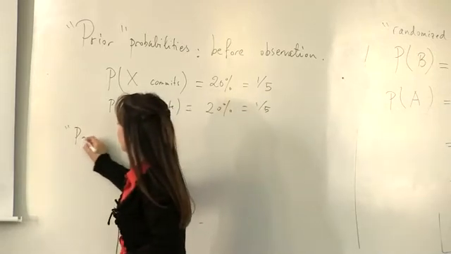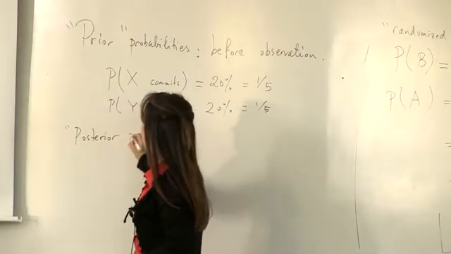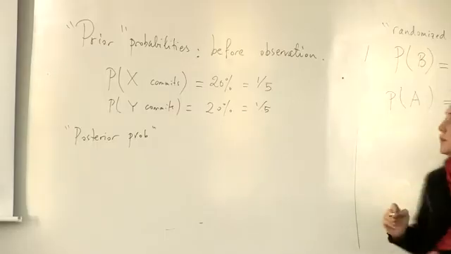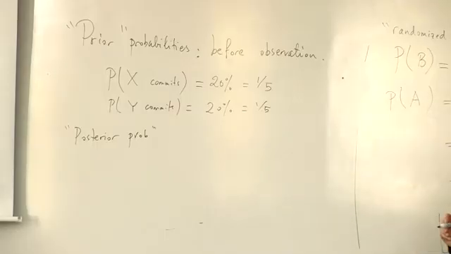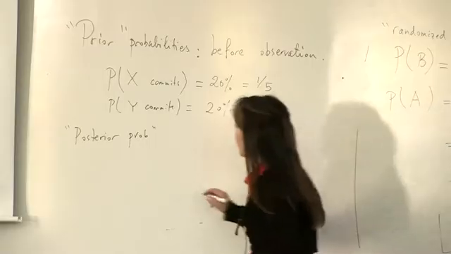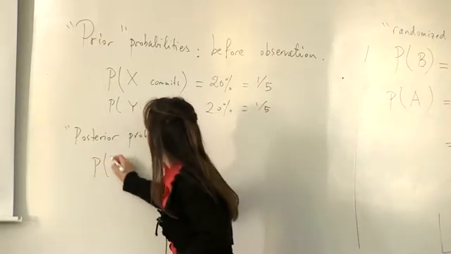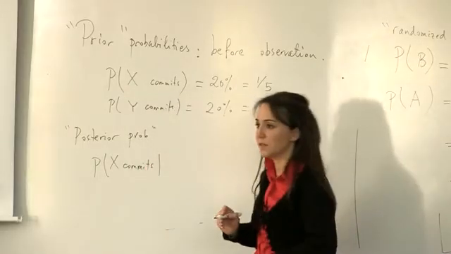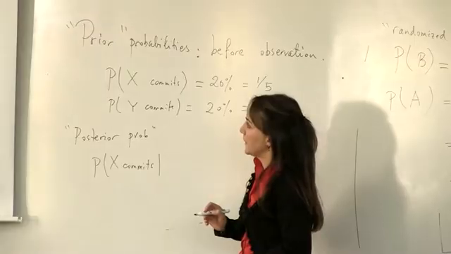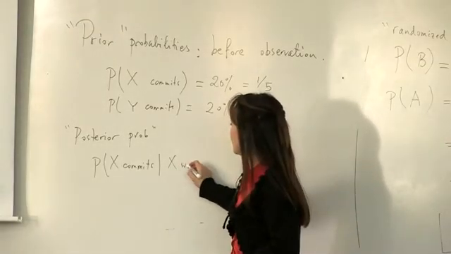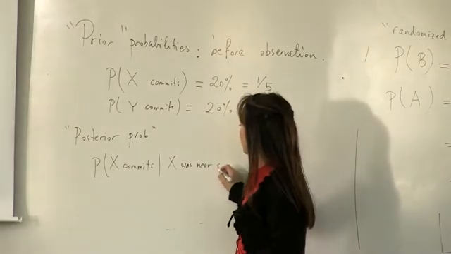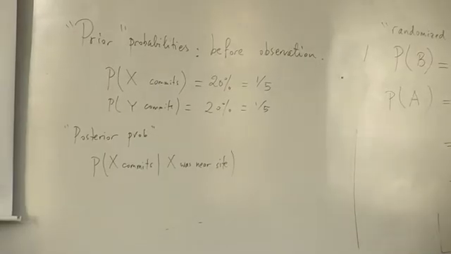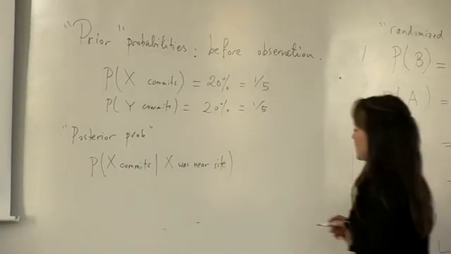Posterior probabilities. Meaning after we gather some information, after we make some observations. What are they? The probability that X committed the crime, given that X was near the site of the crime. How do we compute this?